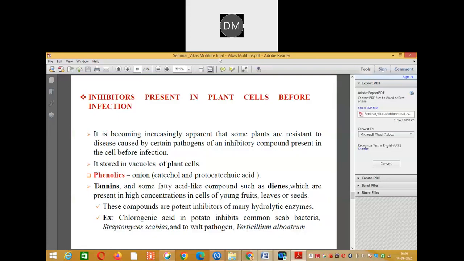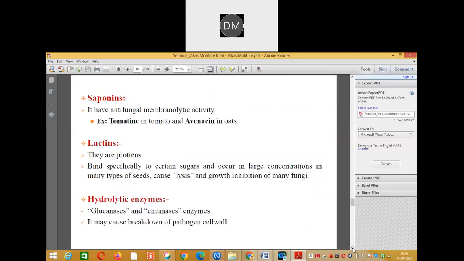In the pre-existing chemical defense, there are certain chemicals like phenolics, generally found in onion. Tannins are there, and some fatty acid-like compounds are present in high concentration in the cells of young fruit, leaves and seed. These compounds are potent inhibitors of many hydrolytic enzymes, so they prevent the entry of the pathogen. It means the plant itself has this type of particular chemicals.